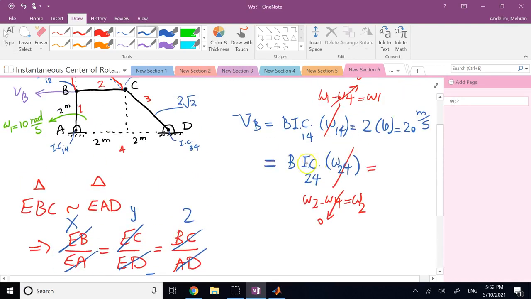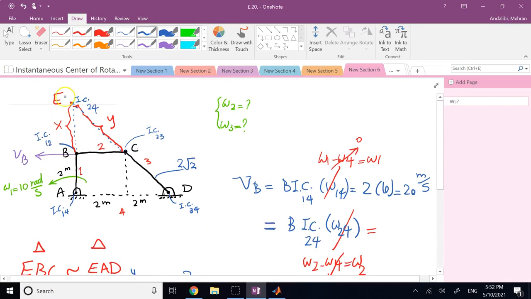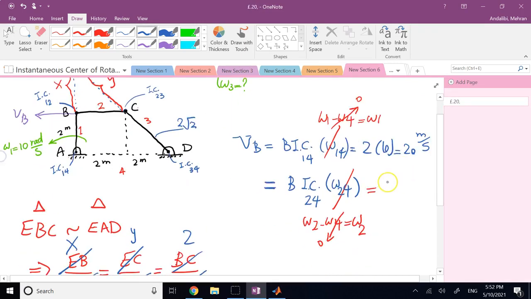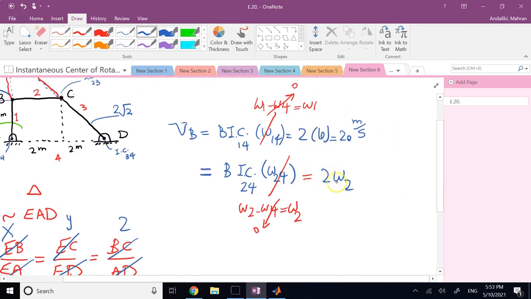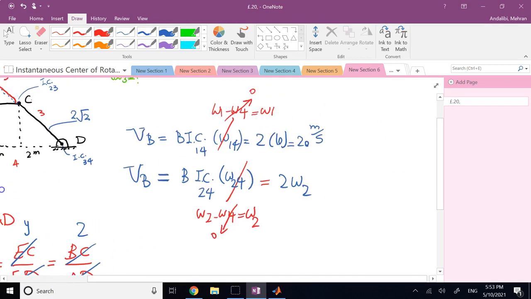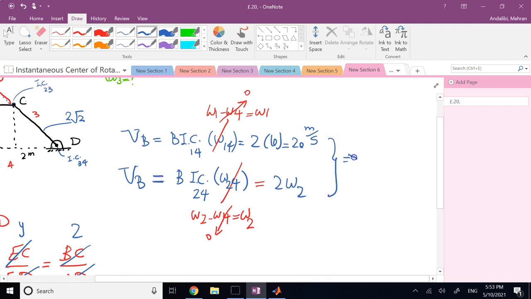And so here, the distance from B to E is distance x, which was 2. So this is 2 times omega 2. And 2 times omega 2 should be the same as 20. From these two, you clearly can see that omega 2 is 10 radians per second.